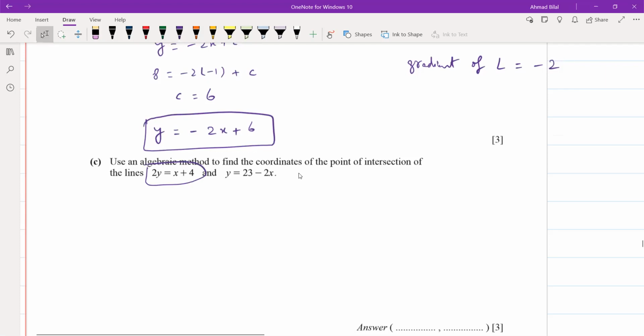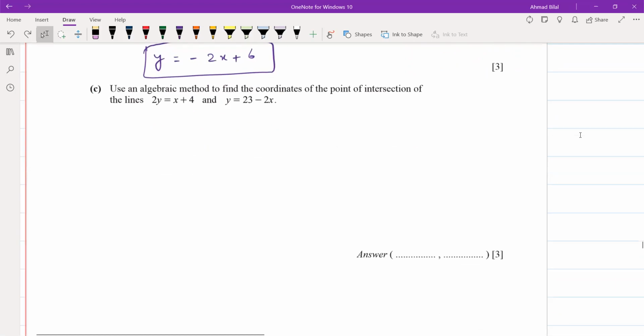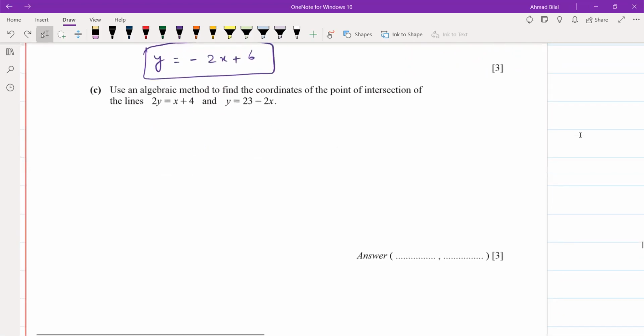That's 2y equals x plus 4 and y equals 23 minus 2x. ठीक है, algebraic method use करना है. यानी ग्राफ के ऊपर ड्रॉ करके आपने estimate नहीं करना, इसको solve करना है algebraically. So आप इसको बस simultaneously solve कर लेंगे. You can either use elimination or you can use substitution, whatever you prefer.